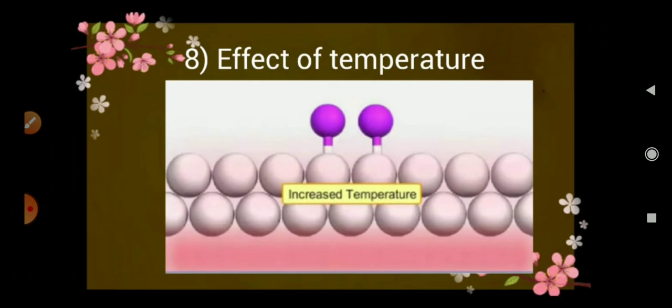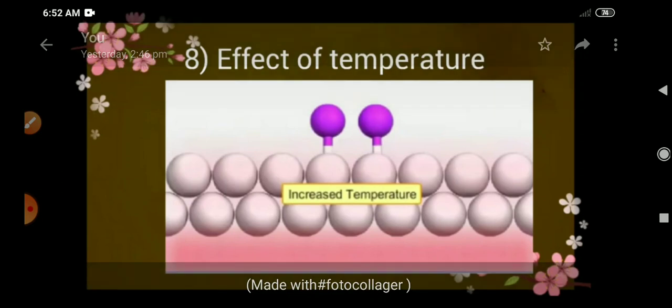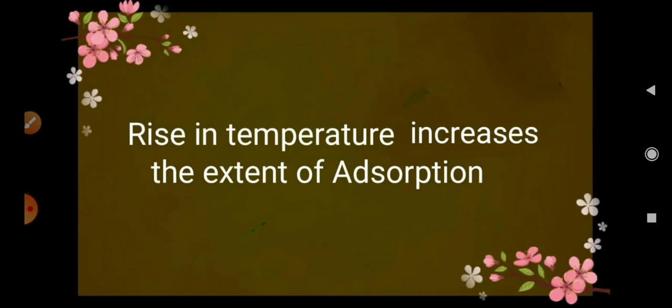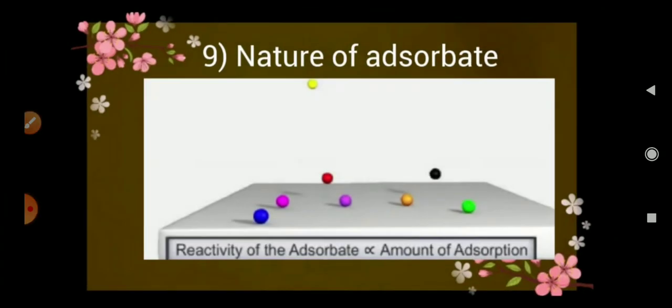Effect of temperature. Chemical adsorption first increases with the increase in temperature up to a certain extent, and then it decreases regularly. Now, why does this happen? Why does it first increase and then decrease? Because initially the increase in temperature is used as activation energy. Therefore, there is initially an increase. But later on, the molecules get greater energy than the activation energy. Therefore, they start to leave the surface. Then we can say that adsorption decreases. So we can say that a rise in temperature increases the extent of adsorption initially, but then later on it decreases regularly.